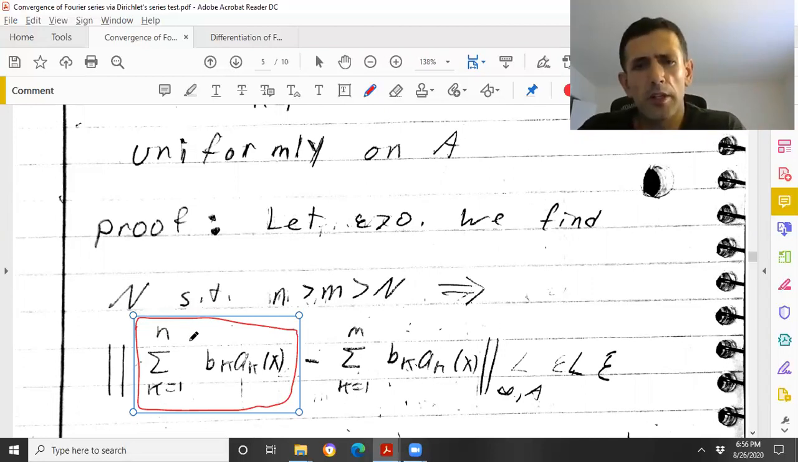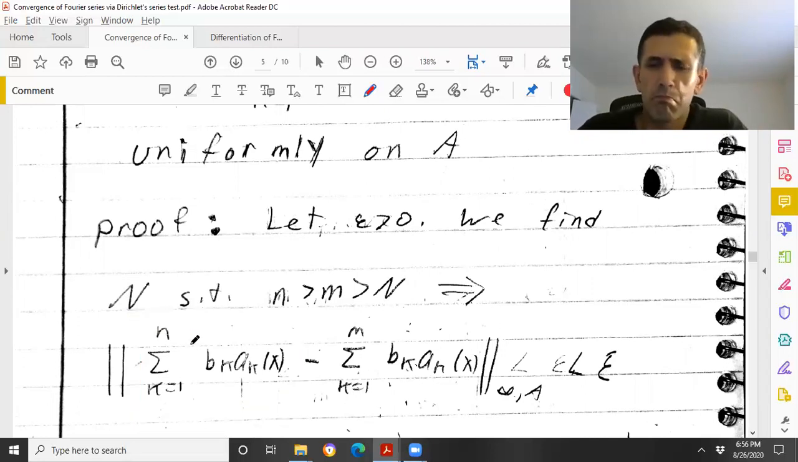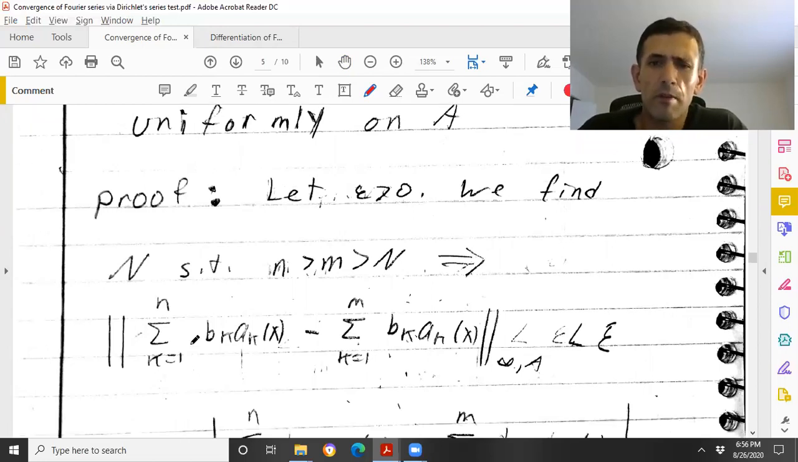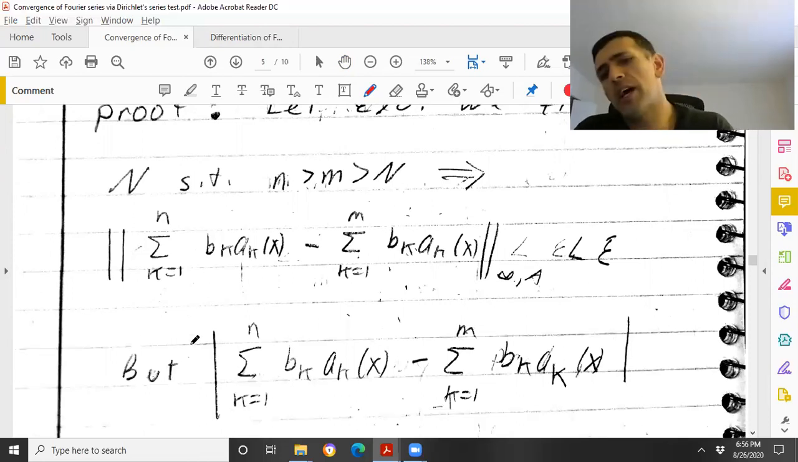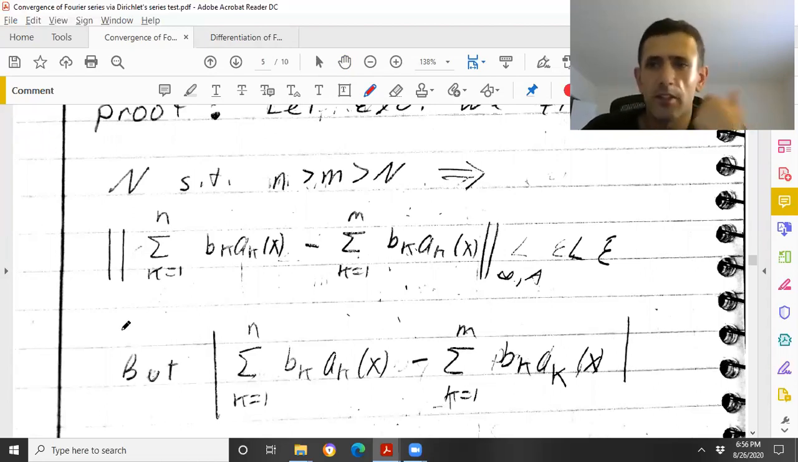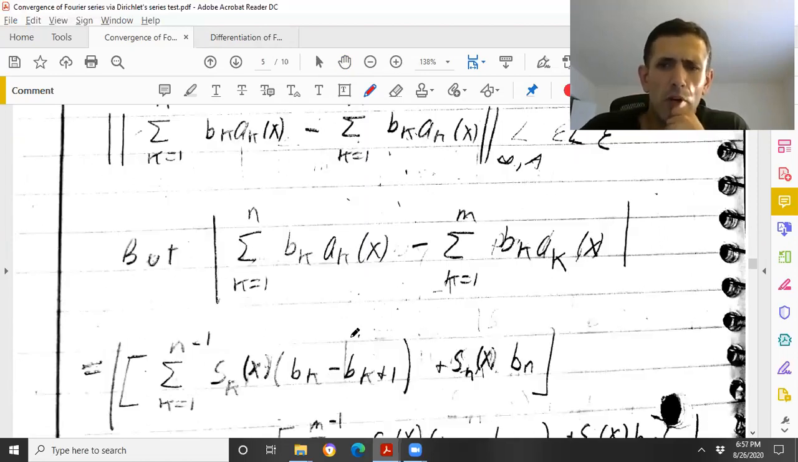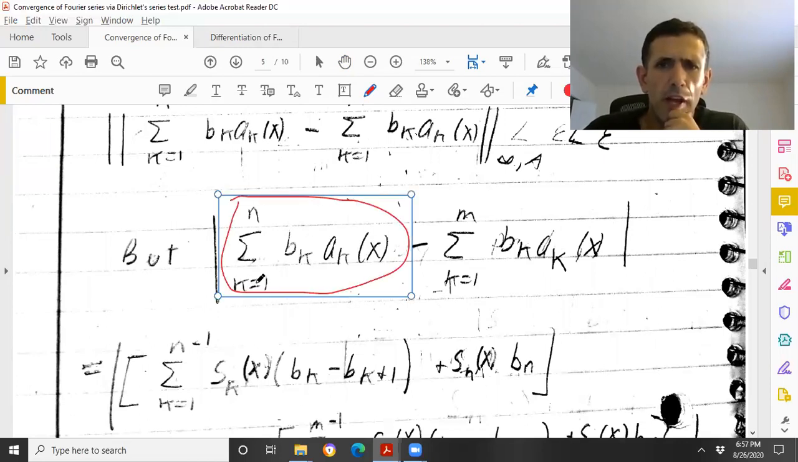Okay, so what do I do? I just plop in the summation by parts formula. So let's fix some x in A. All of my estimates are going to be independent of x, and hence take the supremum, and everything will be fine. All right, so I just plop in the summation by parts formula for n.